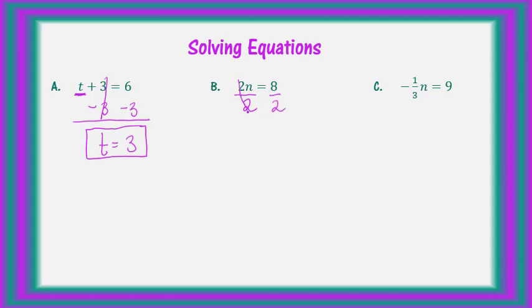2 divided by 2 is 1 times n. And then I have 8 divided by 2 is 4. Of course, 1 times n is simply n equals 4.